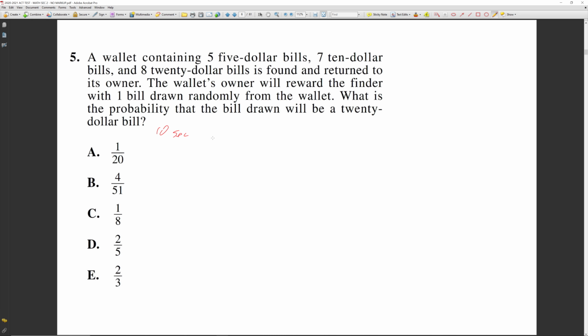So what you need to do is you add all the bills together, the bill count, so 5, 7, and 8. So this is 15 plus 5, you got 20. And since there's 8 $20 bills, this is 8 over 20. You simplify this to 4 over 10 and divide this more, that's 2 over 5. The answer is D. Nice.